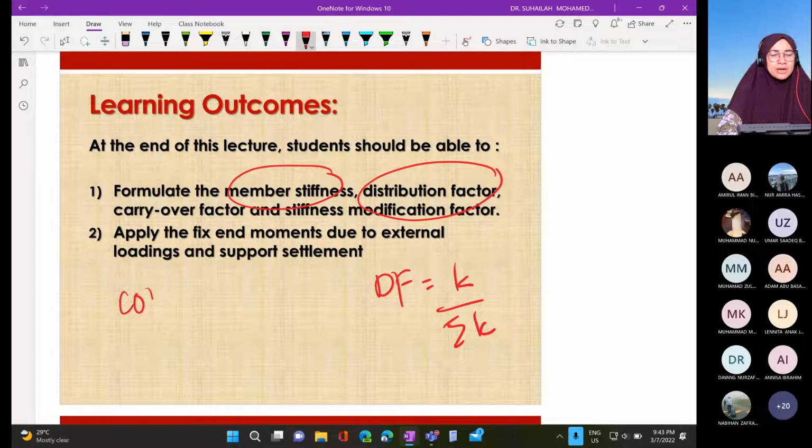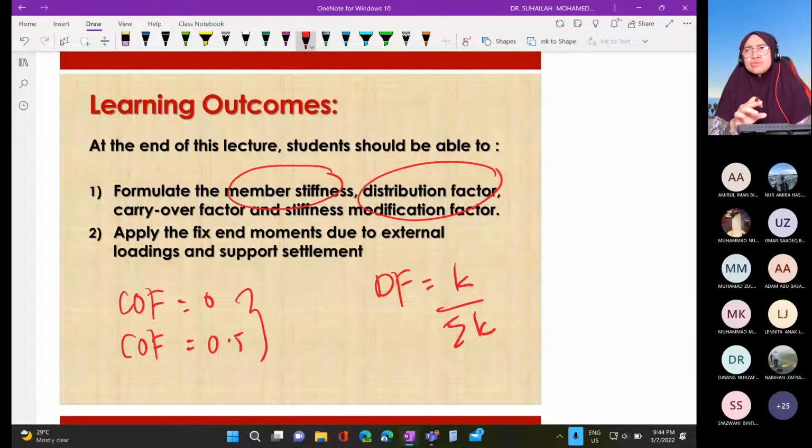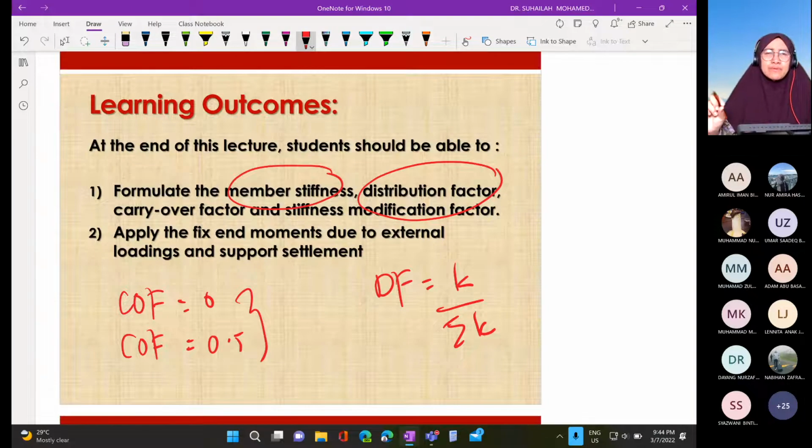We do not calculate, but we use carryover factor. There are two values of carryover factor, 0 and 0.5, based on far end condition. And we will use this factor in the table as well, but we do not calculate carryover factor.